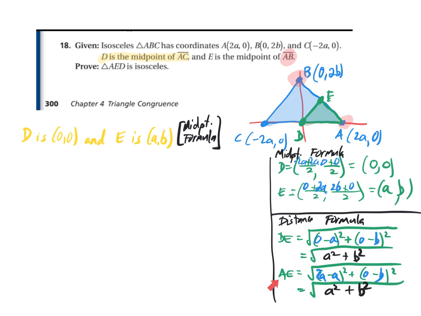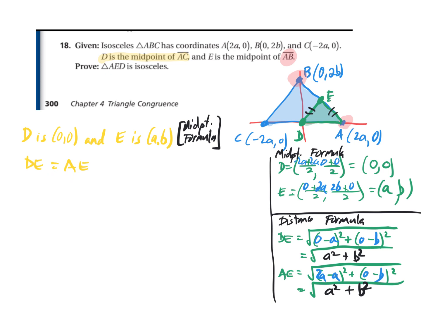And what have we shown here? The length of DE is the square root of A squared plus B squared, and so is the length of AE. So we just showed that the lengths of these two sides are congruent. We'll want to say that in our proof: DE is equal to AE. You don't have to, but you could say that they're both equal to the square root of A squared plus B squared. But we've got our work in the workspace, which makes it really clear.